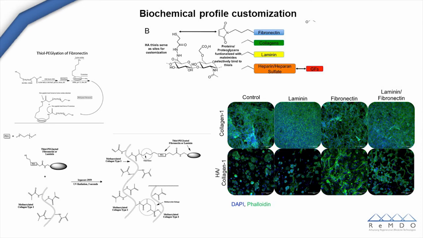The second attribute that I'll briefly mention is biochemical customization. The example I'm showing here is that incorporation of laminin and fibronectin into our hydrogel is able to influence cell phenotypes. That image illustrates that when you just have laminin in the hydrogel, the cells take on a spherical phenotype. With fibronectin, they're more spindle-like. And there's an intermediate phenotype when you're using both laminin and fibronectin incorporated into the hydrogel.